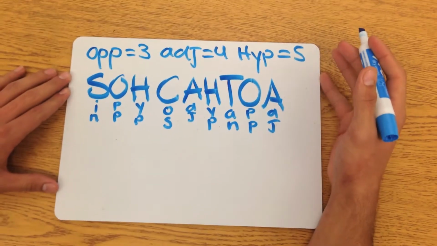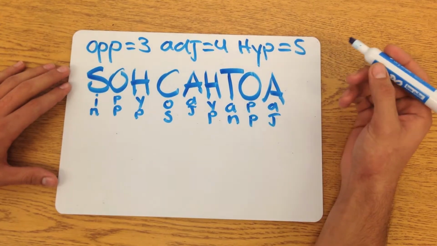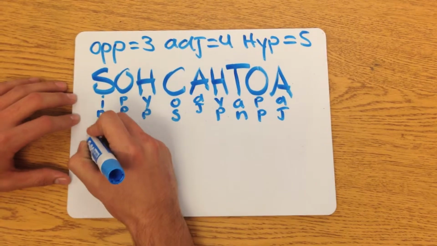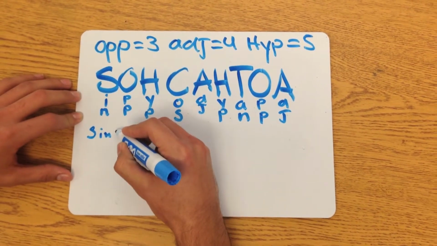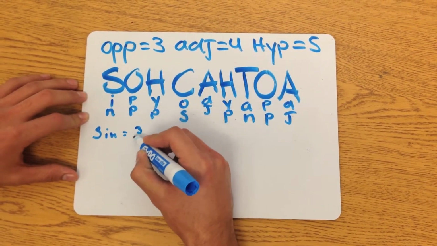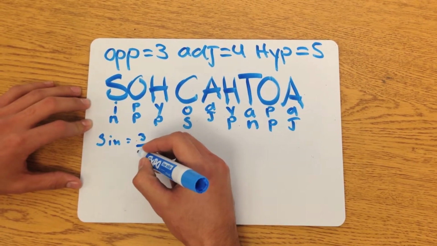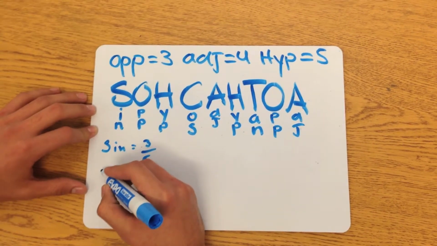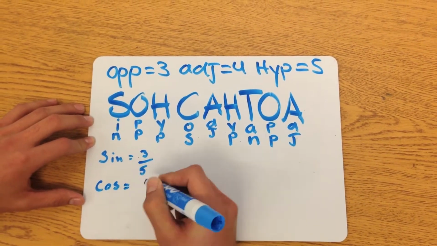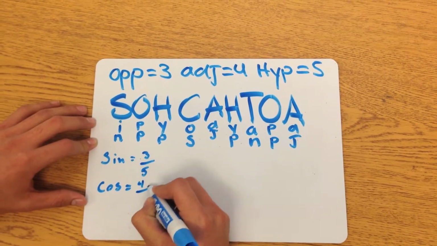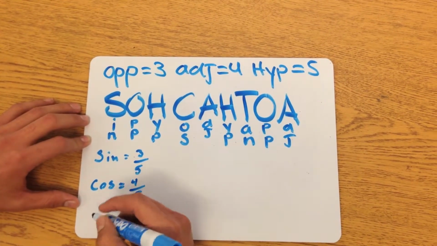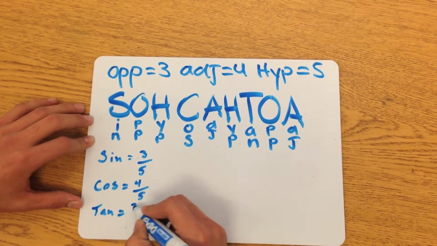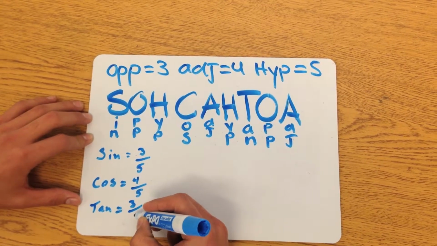So now that we have all our sides, we can plug them into our acronym SOHCAHTOA, meaning sine is opposite, which would be 3, over hypotenuse, 5. Cosine, meaning adjacent, which would be 4, over hypotenuse 5. Tangent would be opposite, 3, over adjacent 4.